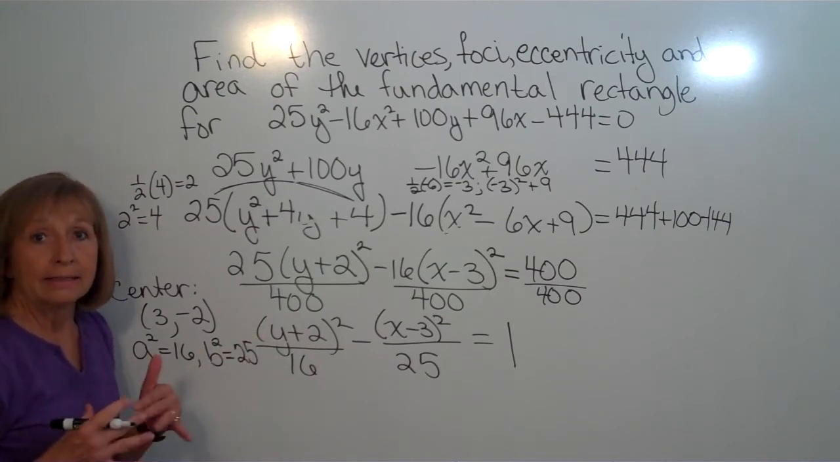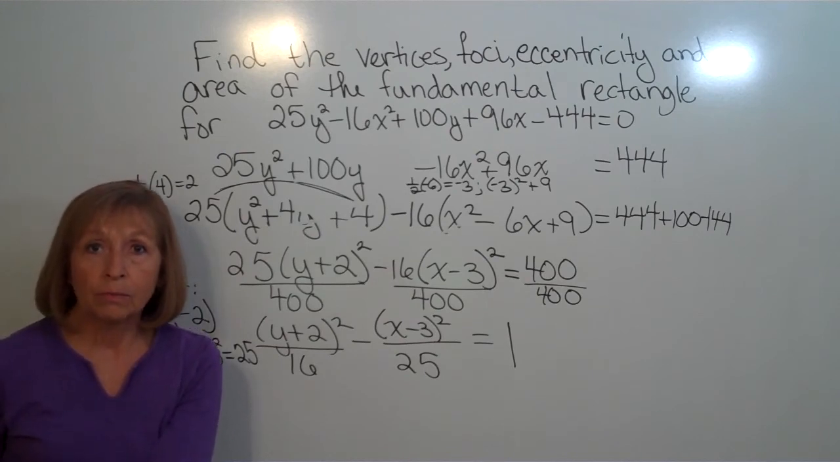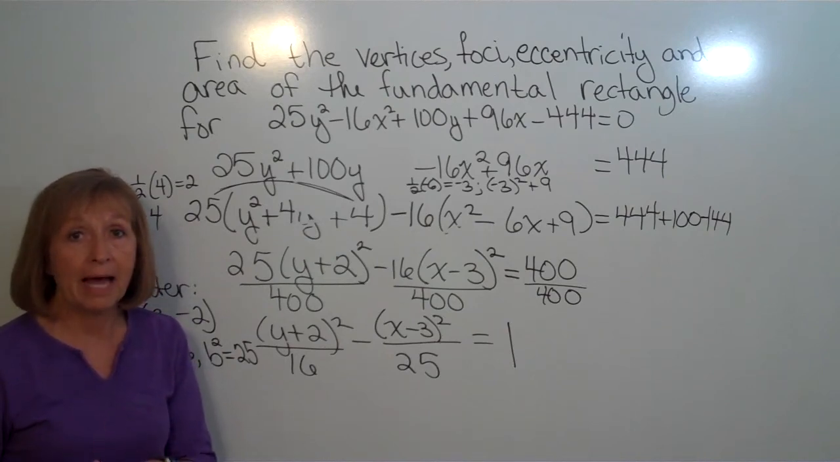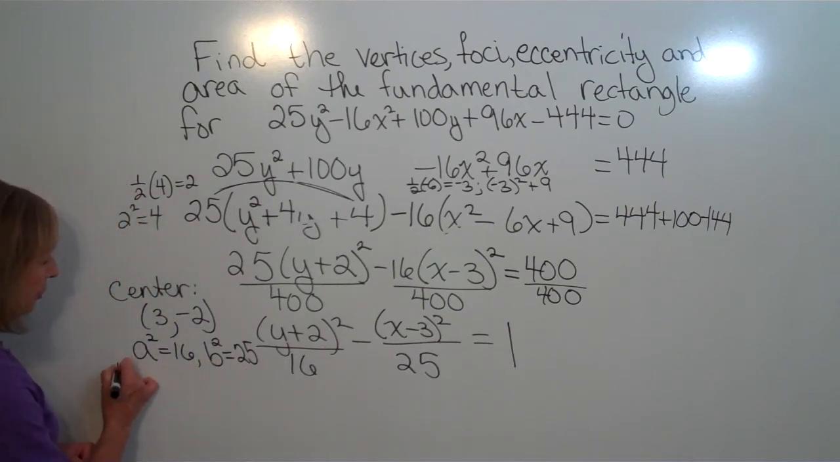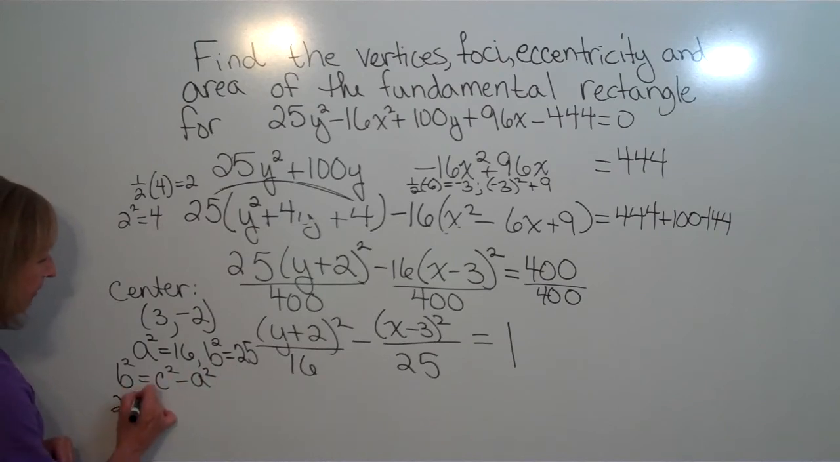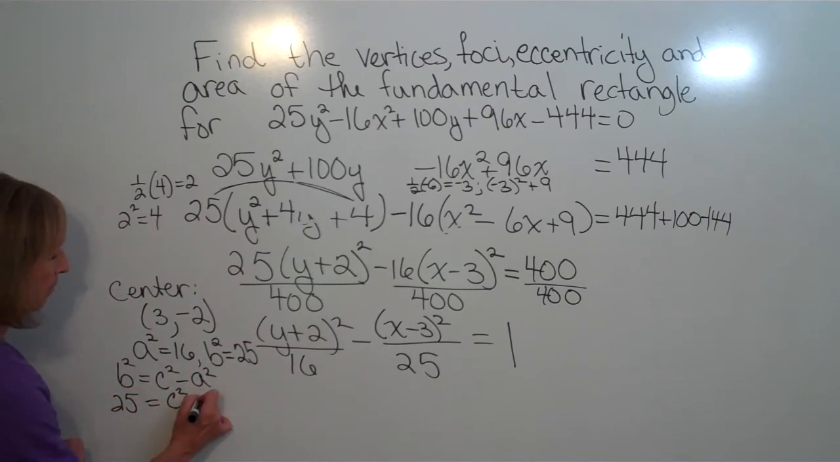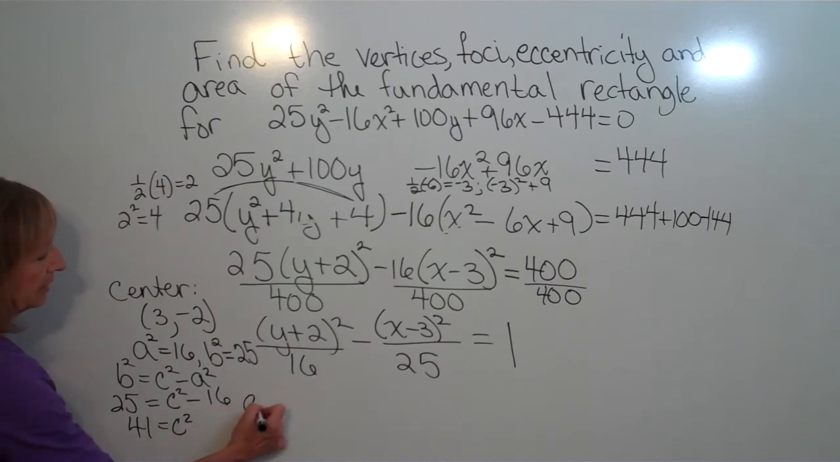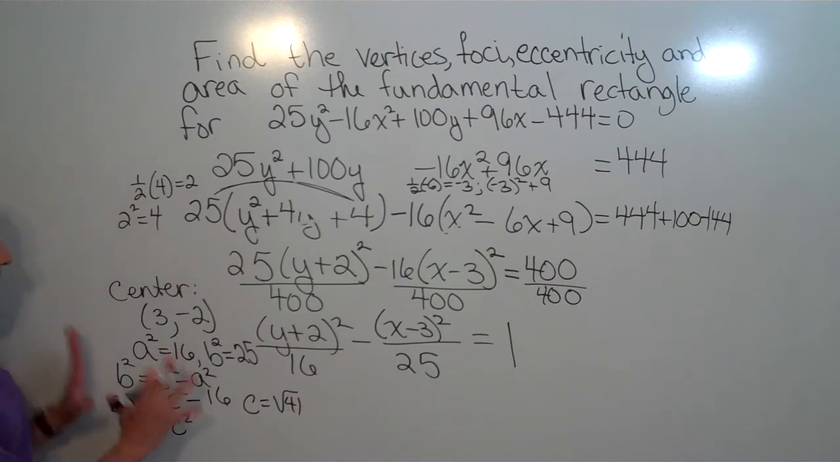Now remember, in the ellipse, your a squared was the bigger denominator. In a hyperbola, a squared is the number that's under the fraction that's positive. Okay, then our relationship, remember, was b squared is equal to c squared minus a squared for a hyperbola. So we have 25 is equal to c squared minus 16. Add the 16 over, I get 41 is equal to c squared. So c is equal to the square root of 41. And now that we have all of that, we're ready to answer our questions.